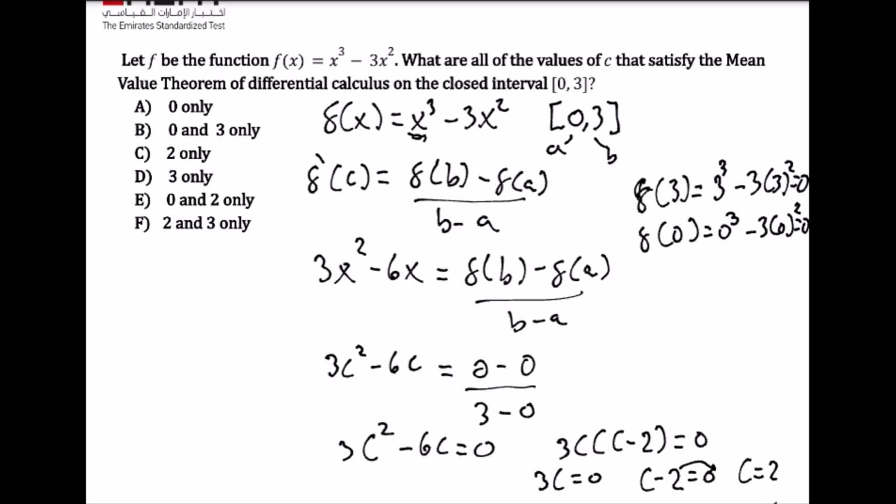So now we have two values. What do we do? As we can see, we have the interval of 0 and 3, so c should be between 0 and 3. So 0 is impossible. The correct answer will be c equals 2, which is option C.